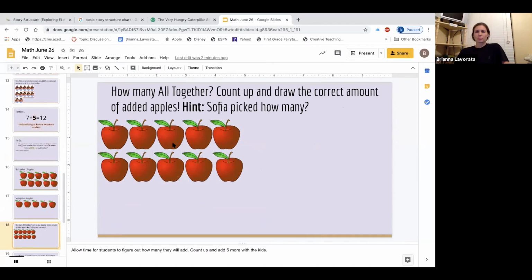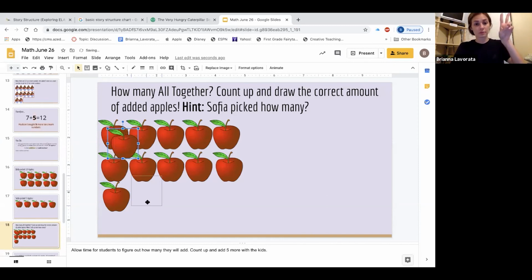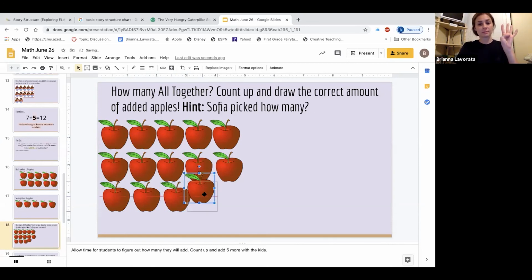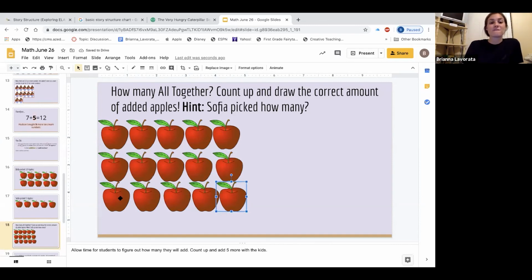So just like that one problem, I know we started out with 10 from Bella. So I'm going to keep 10 in my head, and I'm going to count up with 5 more. So 10, we're going to do 11, 12, 13, 14, and 15. Okay, so if you see, we just counted up 5 more.